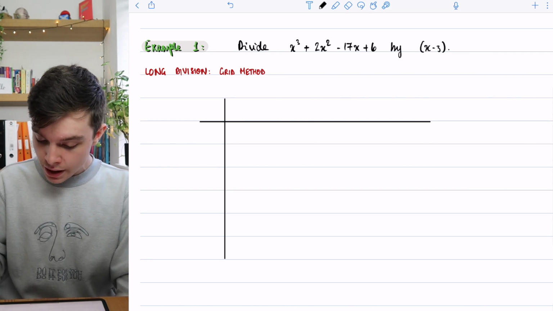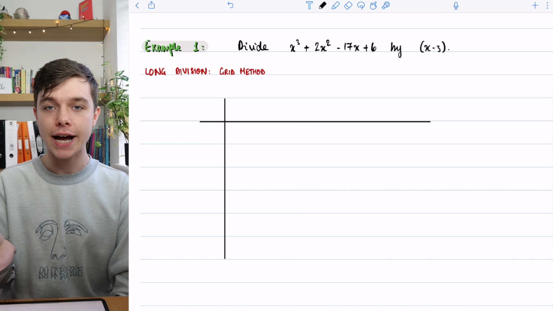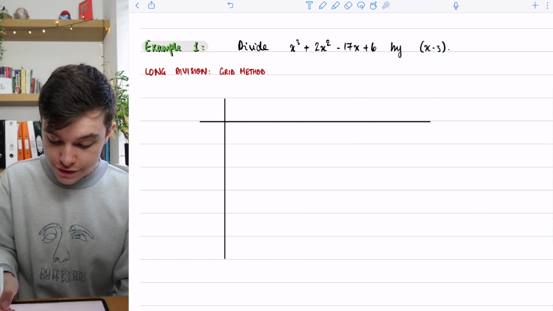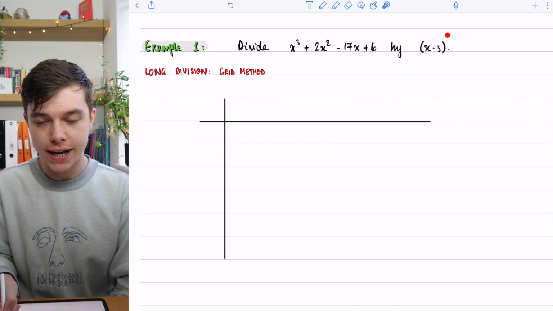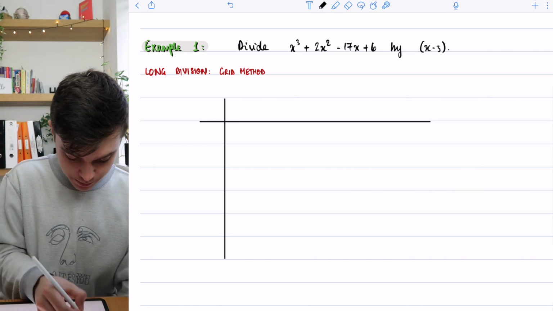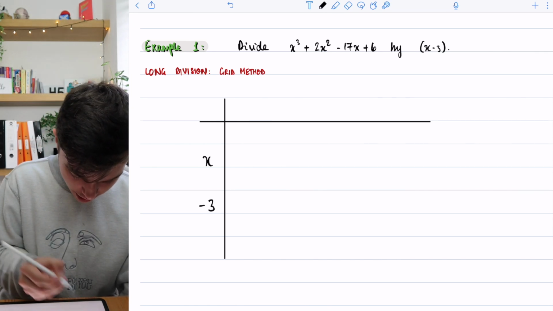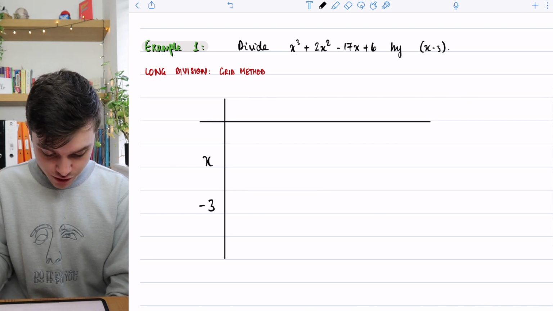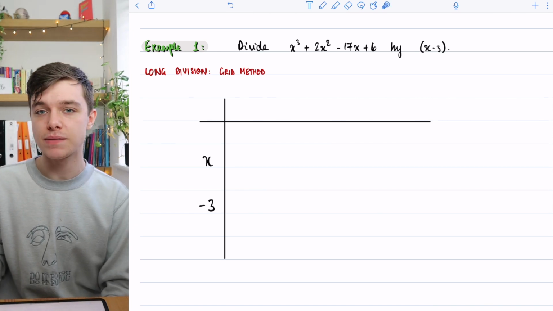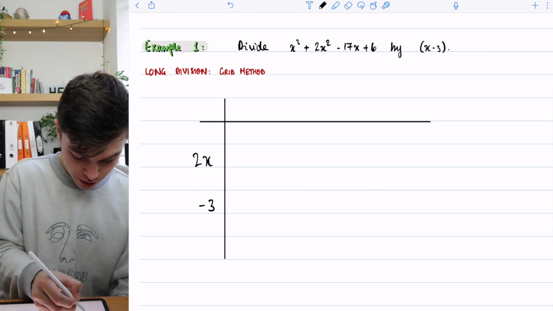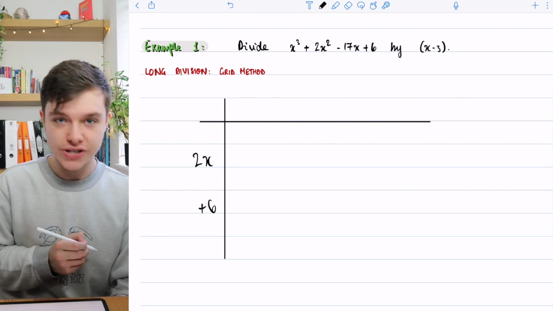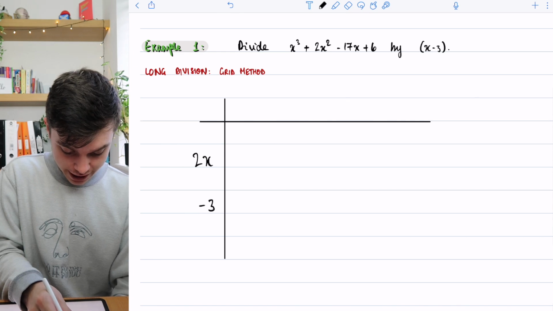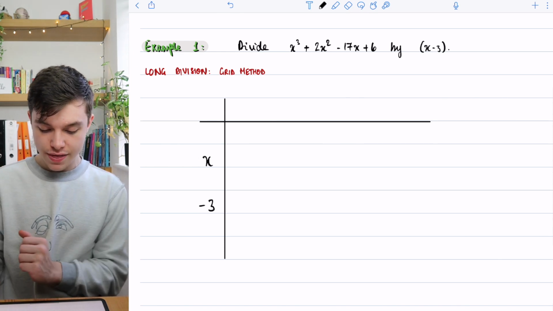What we do is we write what we are dividing by on the left-hand side. We're dividing by x minus 3. So we split it up and we write x and minus 3, okay? That's what we do there. If you were dividing by something like 2x plus 6, then you would have 2x, and then a plus 6, okay? But we just have x minus 3, so we'll leave it like that.